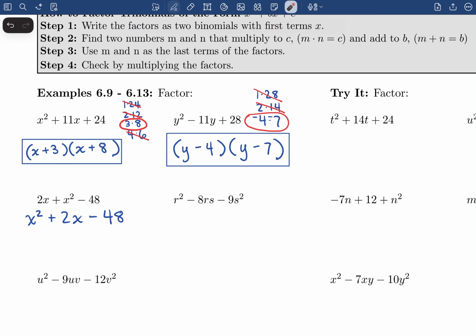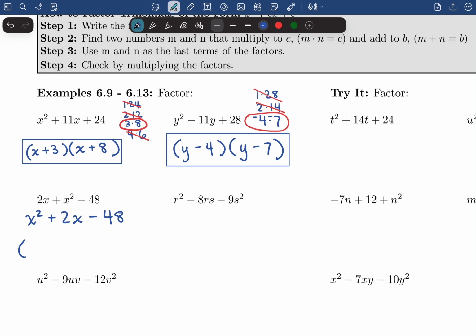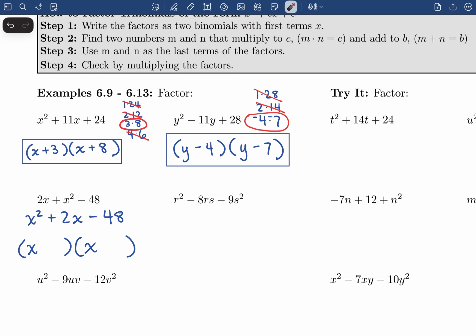Now we're going to set up for the factoring of this trinomial. So we'll create two binomials and we'll put x at the beginning of each one. Because, of course, x times x, those first terms multiplied together would give us that x squared.